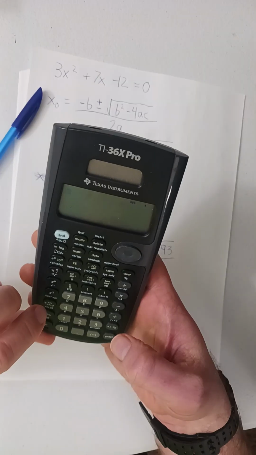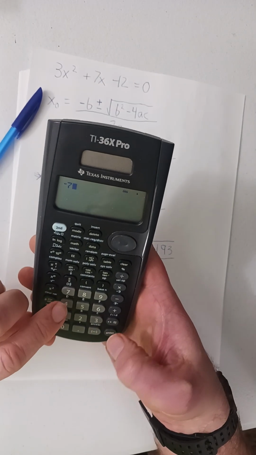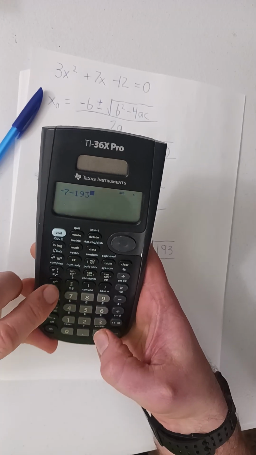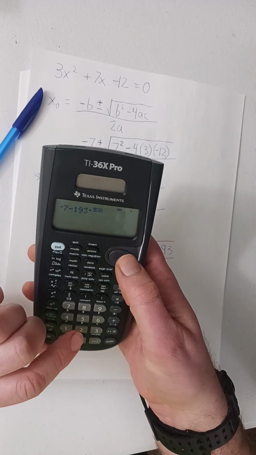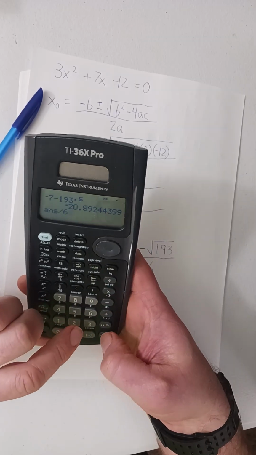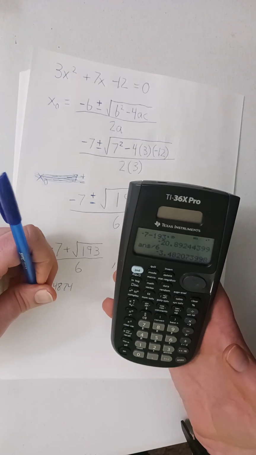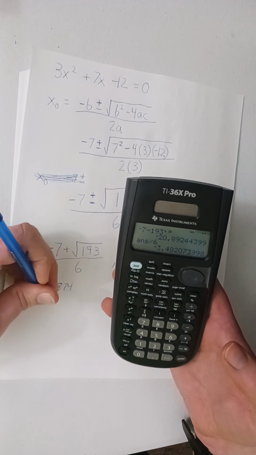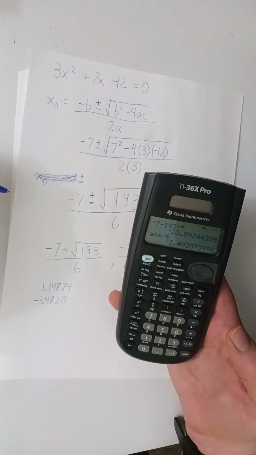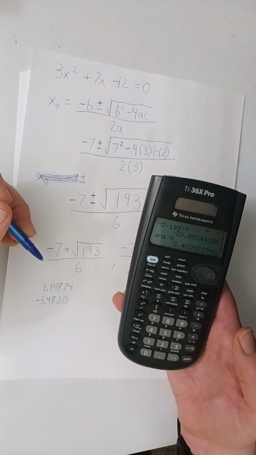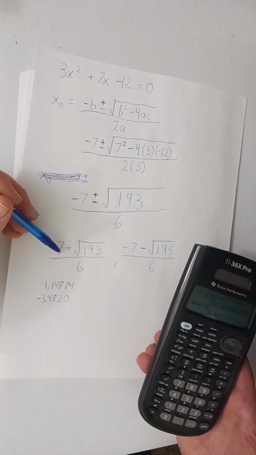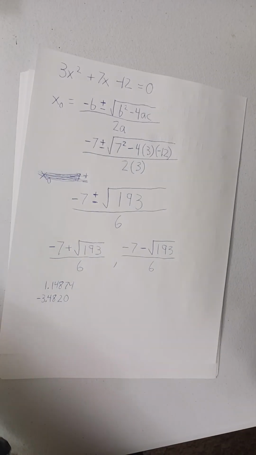And then for this side, we're going to do the subtraction. So we would have negative 7 minus 193 raised to the 0.5, and then divided by 6, which is negative 3.4820, okay? So those are the two values we get. That's not very pretty. It's just as pretty to have it like this, right? But let's check and let's see if that's correct. So I'm going to pause this real quick.